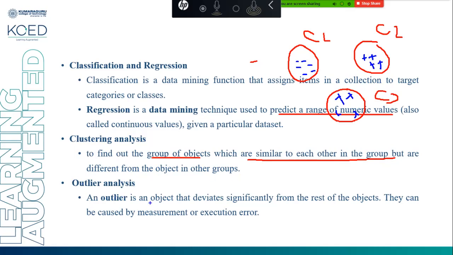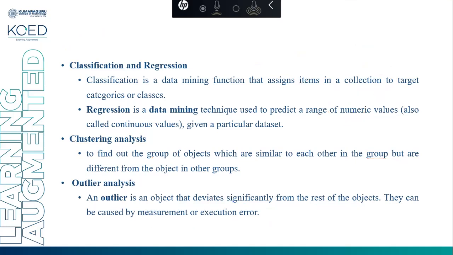Outlier analysis. An outlier is an object that deviates significantly from the rest of the objects. Outliers can be caused by wrong measurement or execution error. For example, I have age categories: 0 to 18 as kid, 18 to 40 as youth, 40 to 60 as middle age, and 60 to 100 as old age. But if I create data with an age of 151, that is known as an outlier. We are going to discuss these one by one.